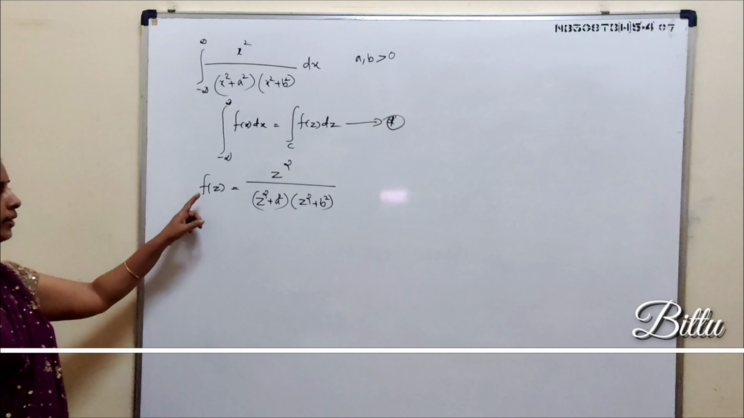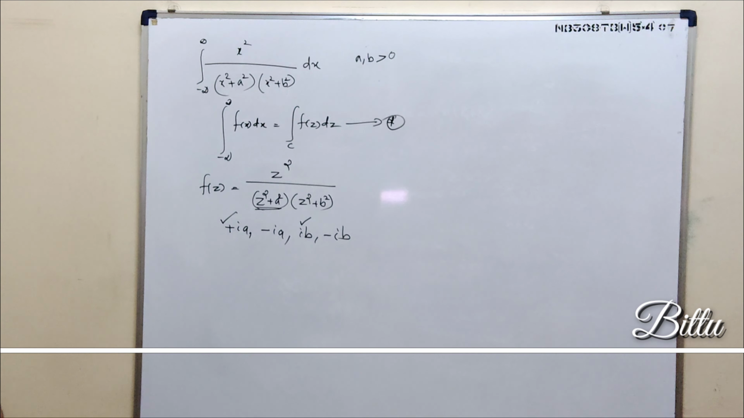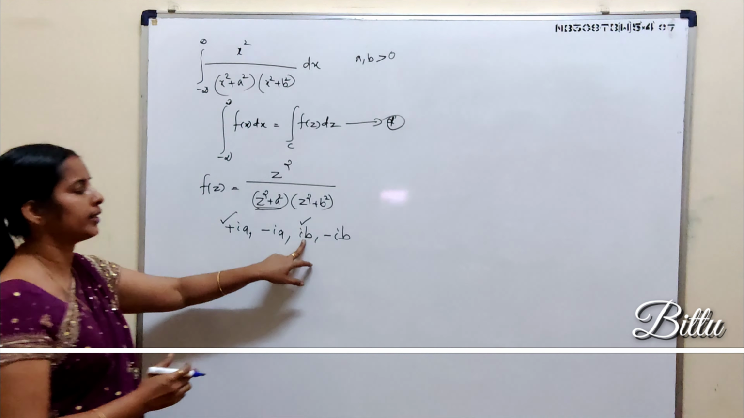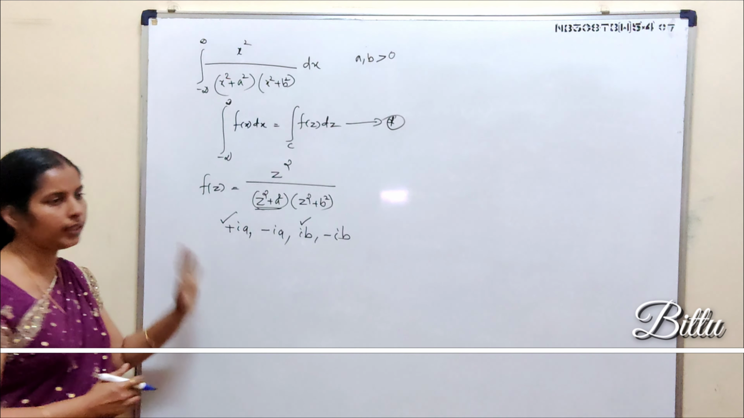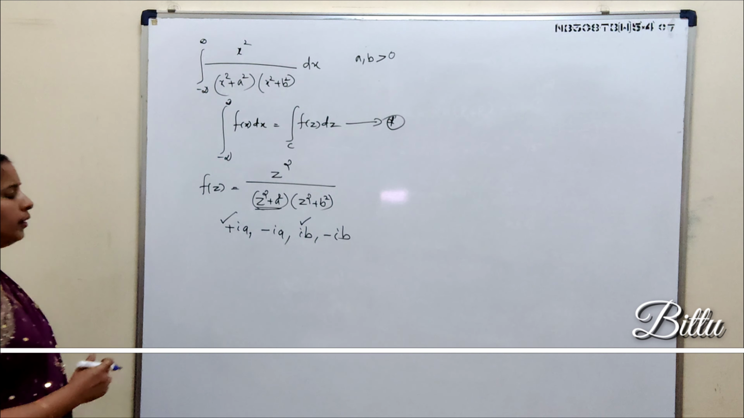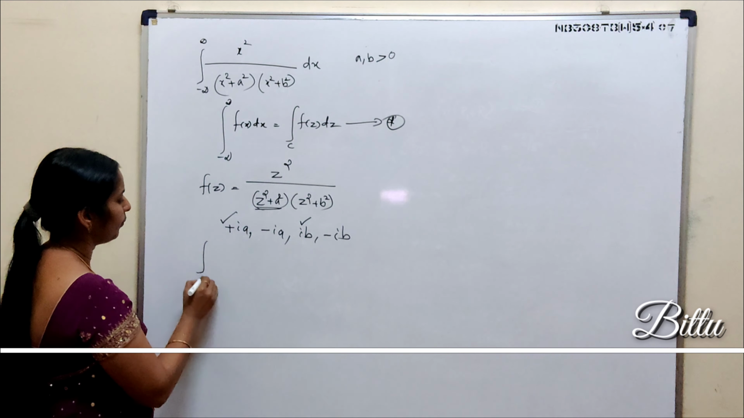Our C is the first and second quadrants, or the upper half of the z plane. See, these two singularities lie in the upper half of the z plane. So by the residue theorem, we can notice the integral over C of f(z) dz is 2 pi i into (r1 plus r2). That will be equation number 2. So we have to evaluate r1 and r2. You consider r1 as the residue of f at ia.